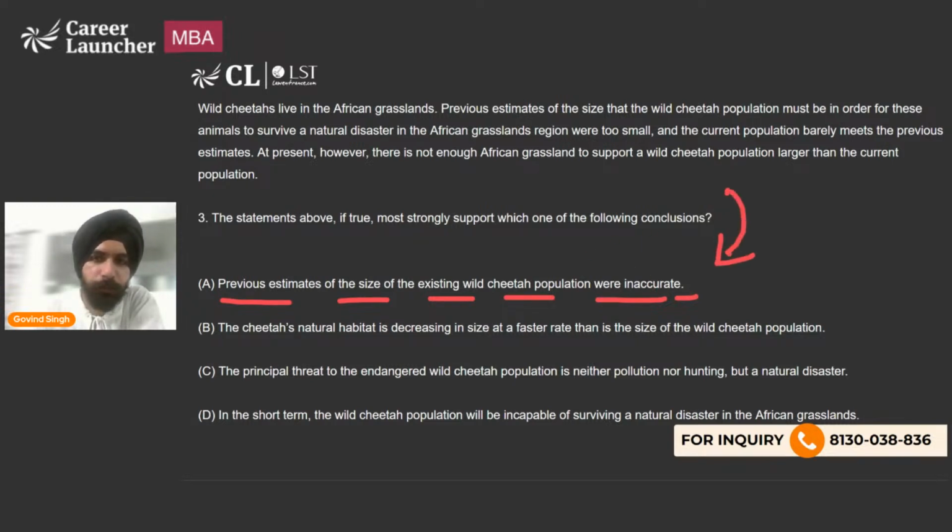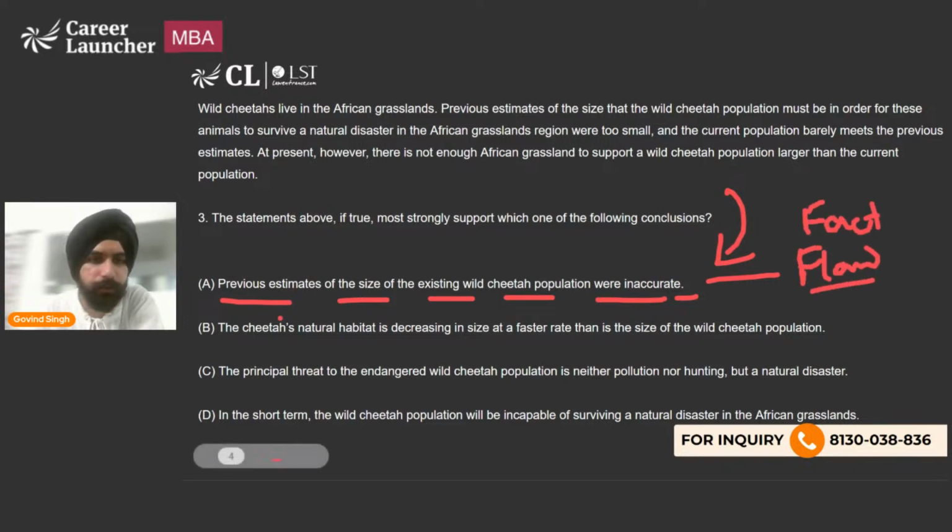Can we support this conclusion saying previous estimates of the size of existing wild cheetah population were inaccurate? How would this support as a conclusion? This is more like a flaw in the reasoning, more like an additional fact. This is not a conclusion, right? So it doesn't seem to be the right answer.